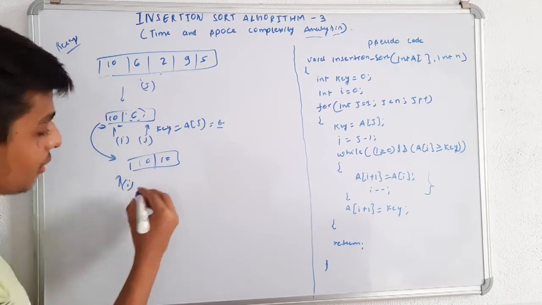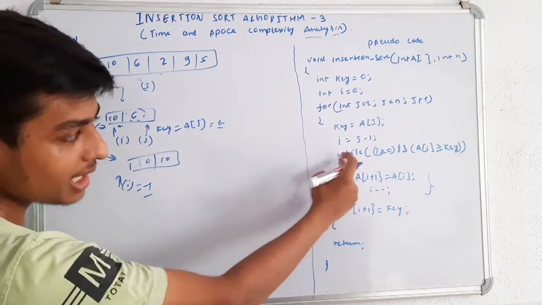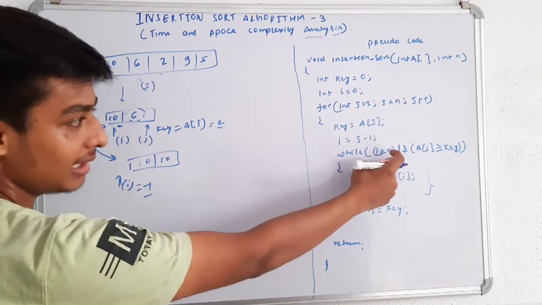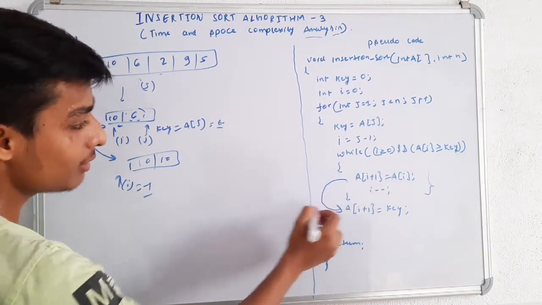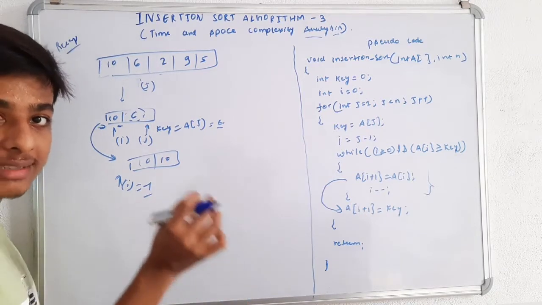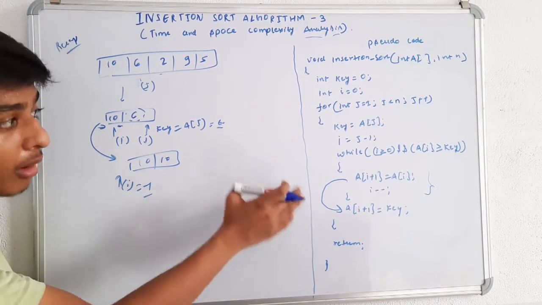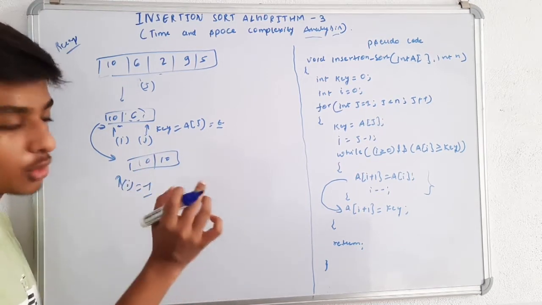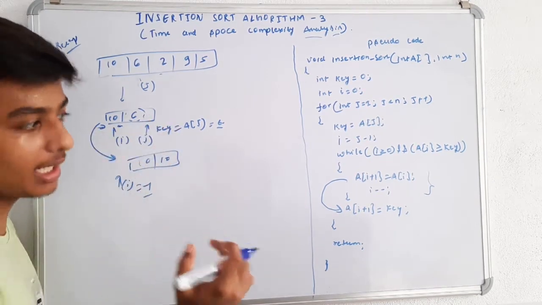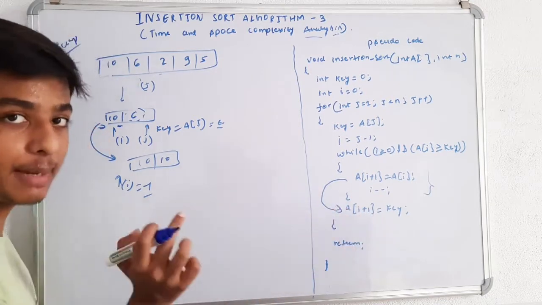So the value of i will become minus 1, and again when the while loop comes here, this condition will not be satisfied, hence it will come out of the loop. And once it comes out of the loop, as I have told earlier also, you have the exact position where the key should be, so that the sub array becomes sorted, and that position is nothing but i plus 1, right?